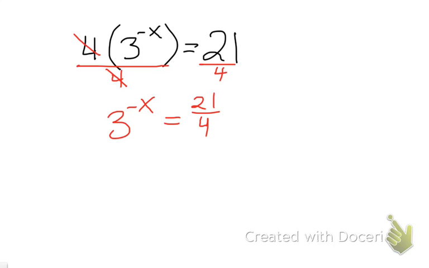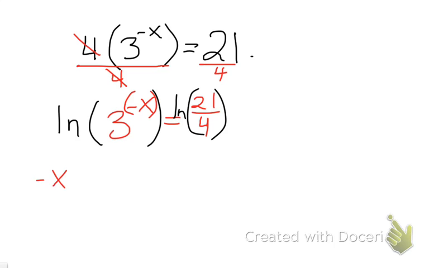By dividing by 4 on both sides, that sets us up to be able to take the log of both sides. Like I said, the natural log of both sides or the common log of both sides will both work. In this case, there's no advantage to using one or the other. But you have to get the exponential by itself, like we did by dividing both sides by 4, in order to then apply the rules of logarithms. The exponent negative x can come to the front: negative x times the natural log of 3, and this is equal to the natural log of 21/4.